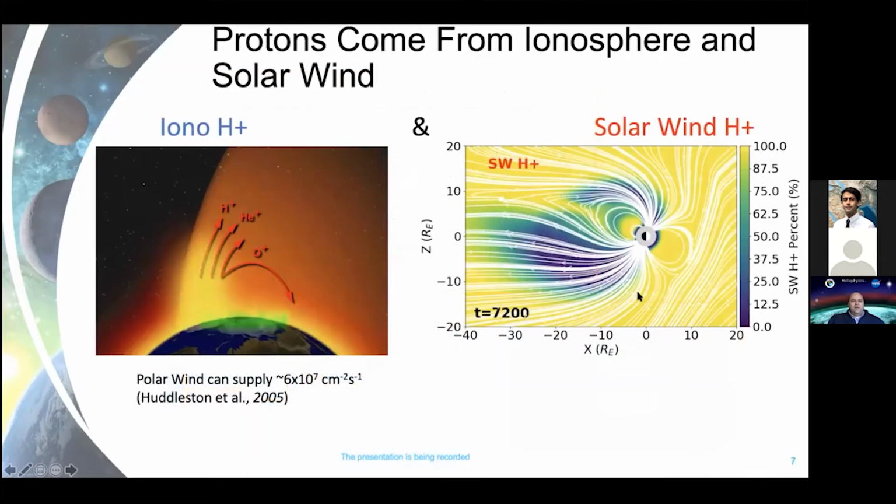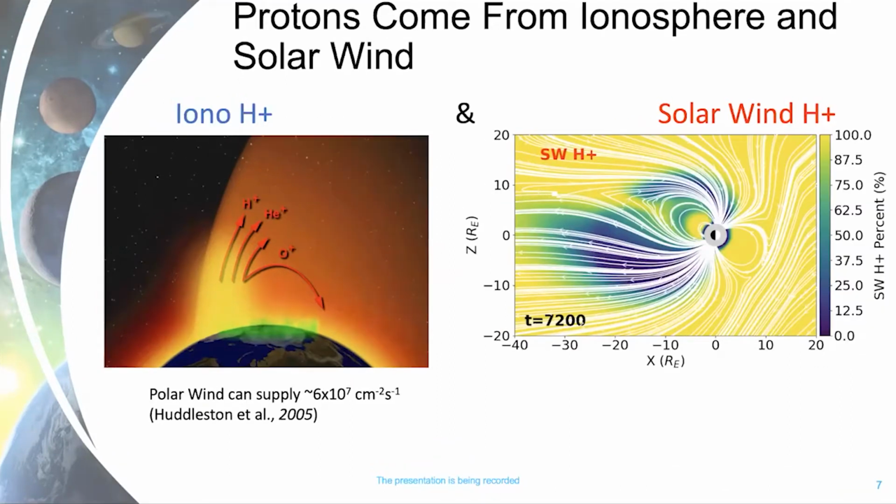Now, I talked a lot about O+, which, as I said, is very nice, as it is a clear indicator of the ionospheric source of plasma. But there are also protons coming out of the ionosphere, and they can supply actually quite a lot, filling up the magnetosphere from the inside. And so one of the things we're going to look at is how much of the proton population comes from the ionosphere and how much comes from the solar wind.